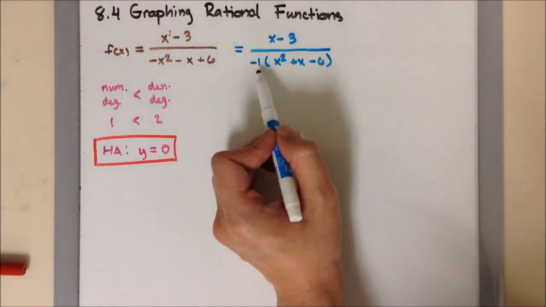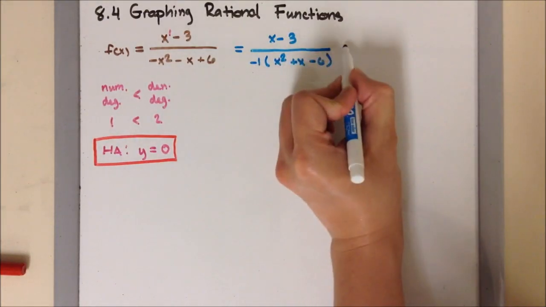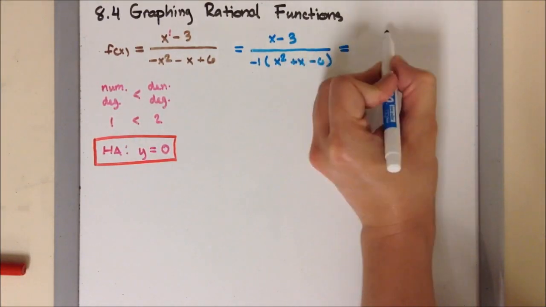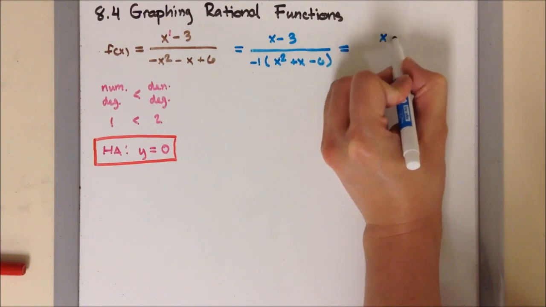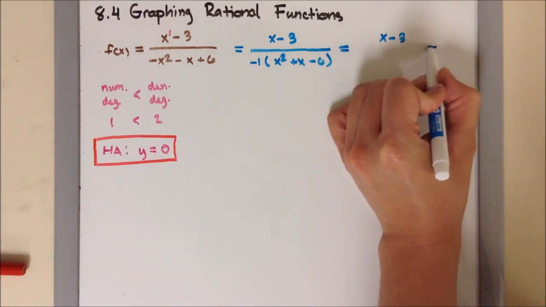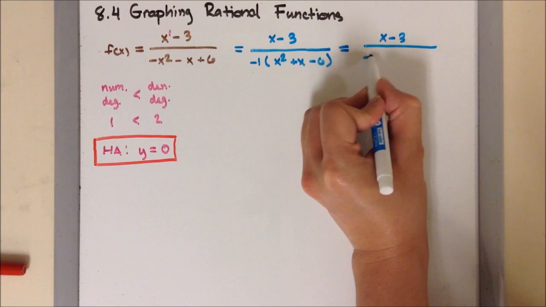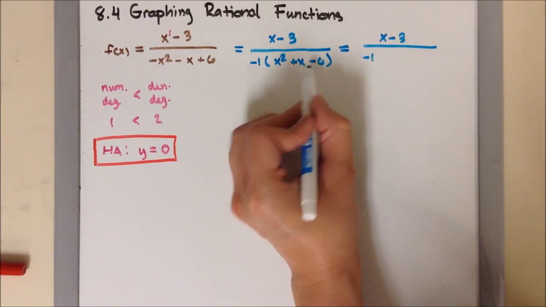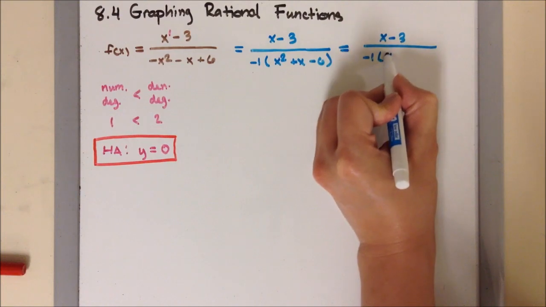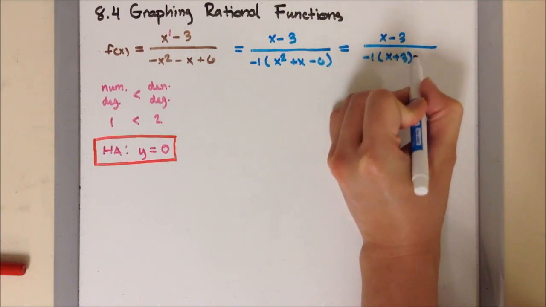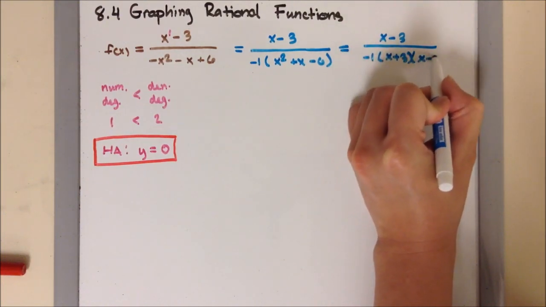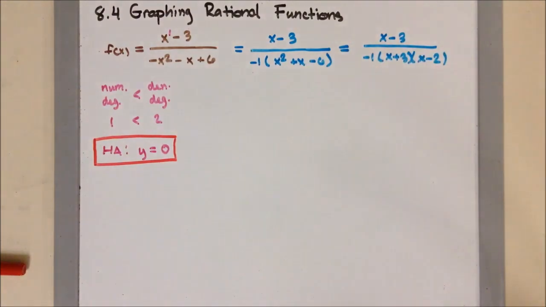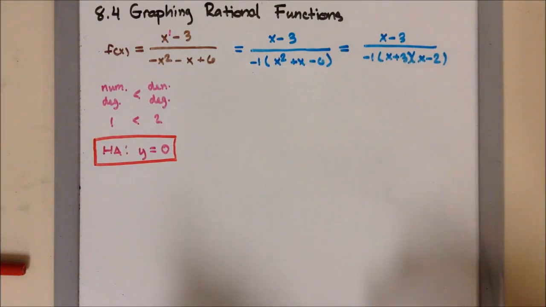So after I factor out the negative 1, I'm going to factor what's inside my parentheses. So again, my numerator stays the same, x minus 3, over negative 1 times the factors for x squared plus x minus 6, which will be x plus 3 times x minus 2. So I finished factoring. That's step 1.